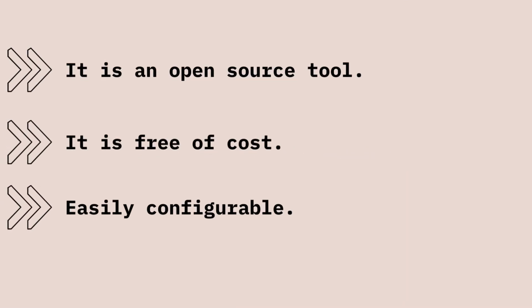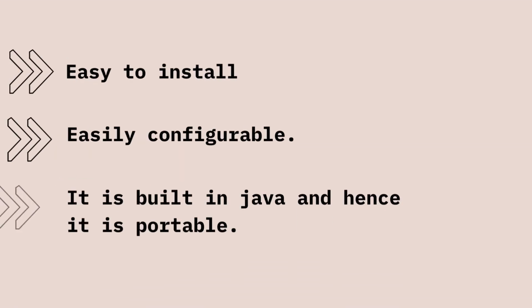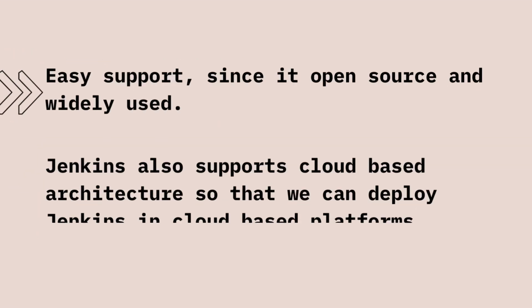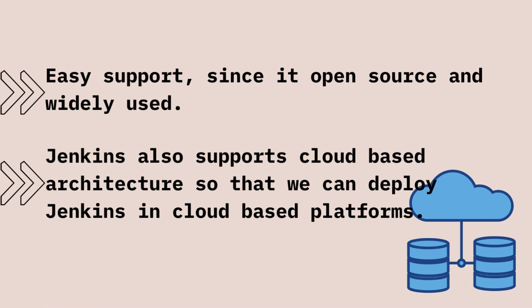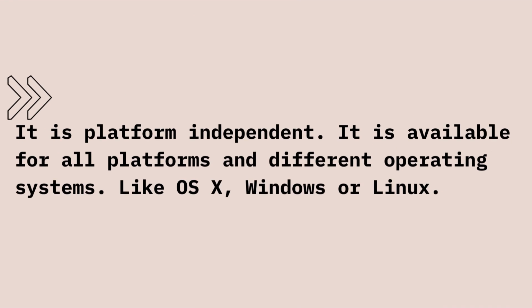Advantages of Jenkins. It is an open source tool, so it is free of cost and easily configurable. It is easy to install and easy to configure. It is built in Java and hence it is portable. It has easy support since it is open source and widely used. Jenkins also supports cloud-based architecture so that we can deploy Jenkins on cloud-based platforms. It is platform independent. It is available for all platforms and different operating systems, like Windows or Linux.